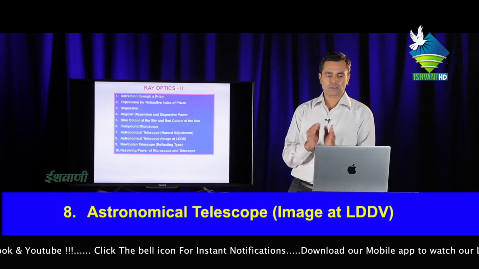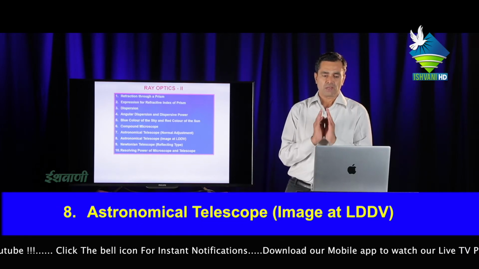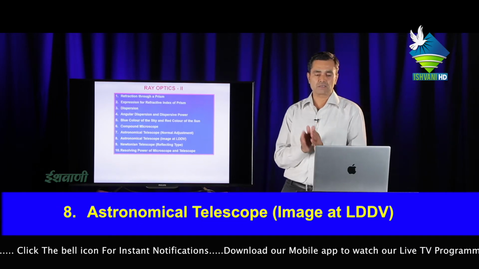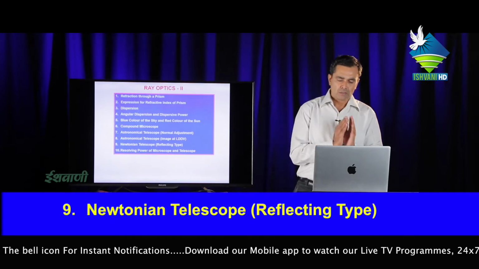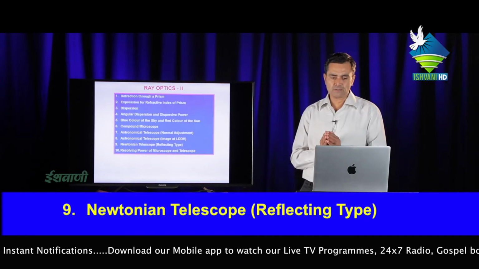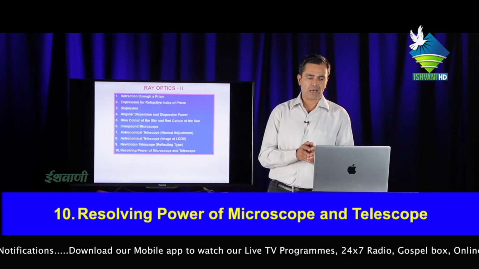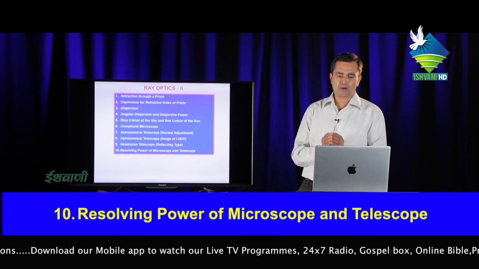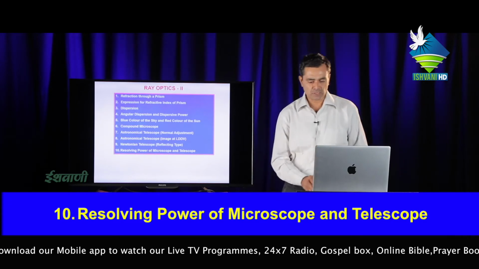Next, astronomical telescope for the image at the least distance of distinct vision. Ninth, Newtonian telescope, reflecting type. Last, resolving power of microscope and telescope.